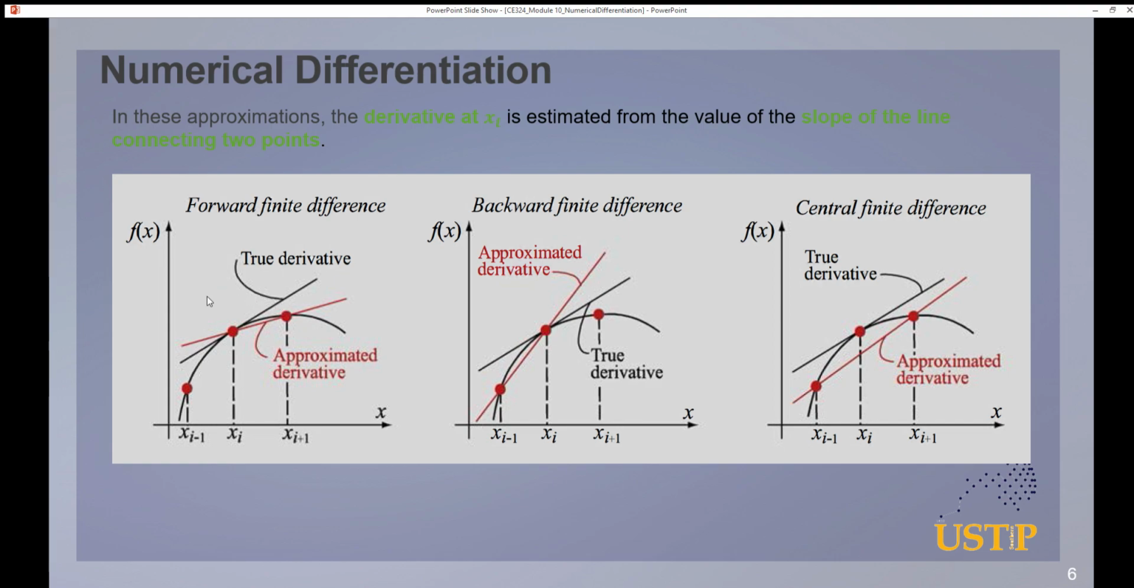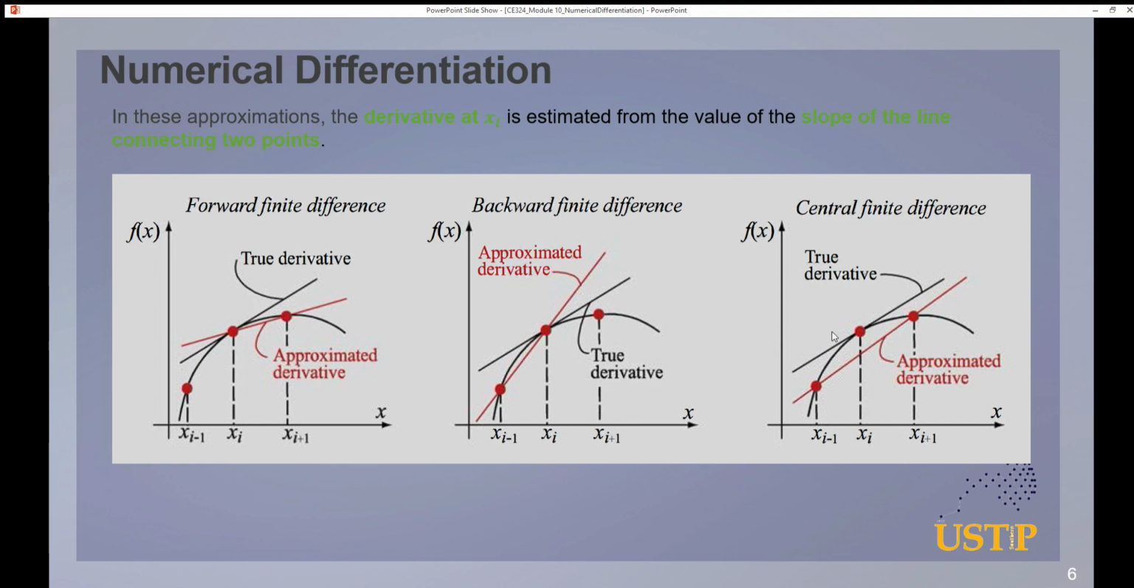Now, when you say forward finite difference, it basically involves two points: xi and xi plus 1. Not much action for xi minus 1. So the movement goes from xi to xi plus 1. For backward finite difference, everything I've said applies, but it goes backward. It starts at xi, with not much action for xi plus 1, and uses xi minus 1.